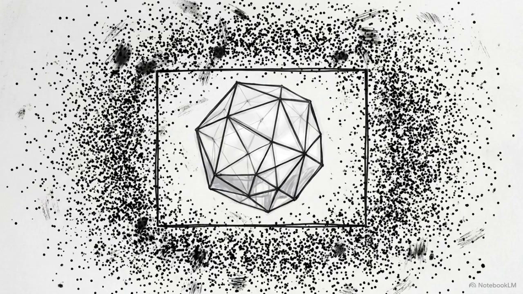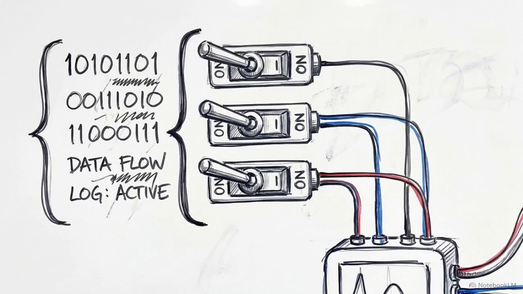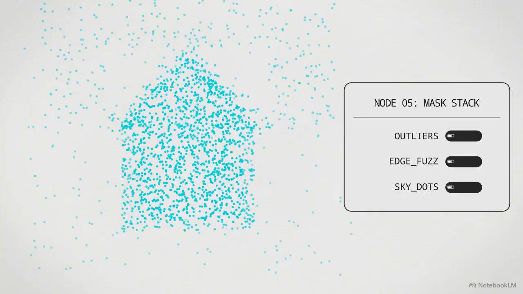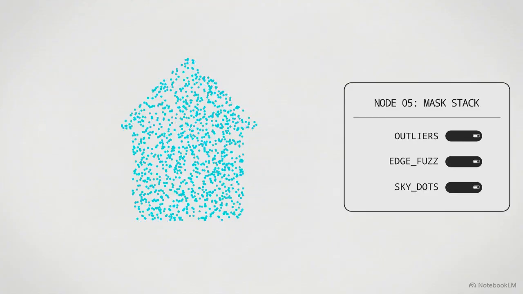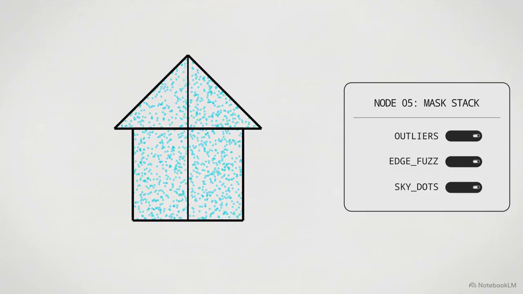To manage the quadratic memory trap, practitioners use the system's built-in filtering tools. The mask stack filters raw geometric outputs before they are stored in final memory. This stack removes low-confidence outliers, edge fuzz, and background data, isolating the necessary structural points.